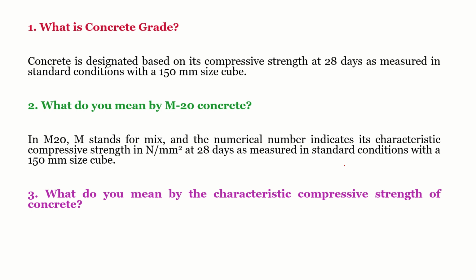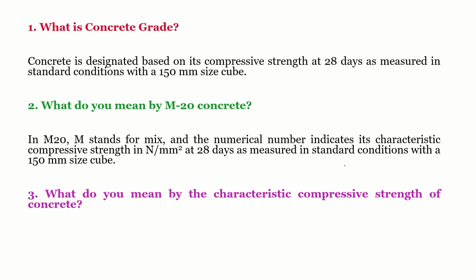So what is the difference between characteristic compressive strength and only compressive strength? Compressive strength is the compressive load divided by area, and it can be calculated at any age. But when you say characteristic compressive strength, it is only after 28 days, and it is used as the standard compressive strength or the standard grade of that particular concrete. So when I say M20 grade concrete, it is the characteristic compressive strength of concrete after 28 days, and here my FCK is equal to 20 Newton per mm square.